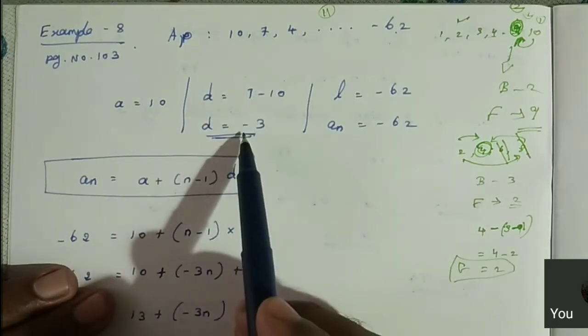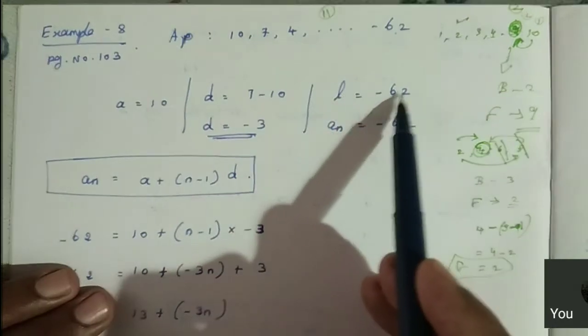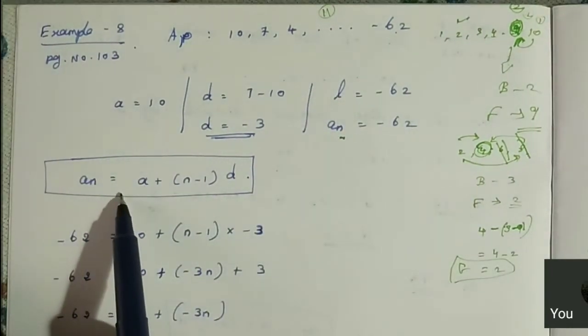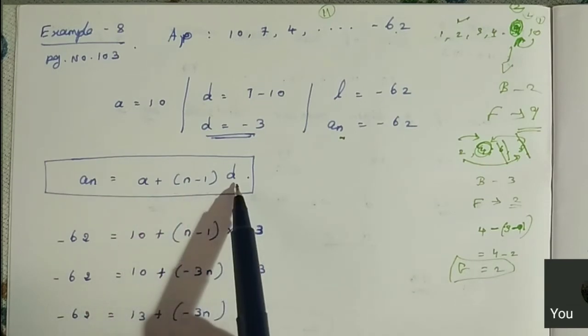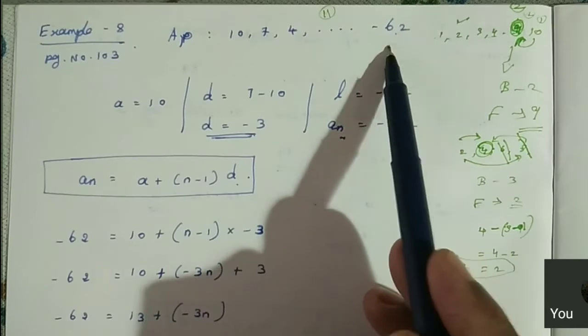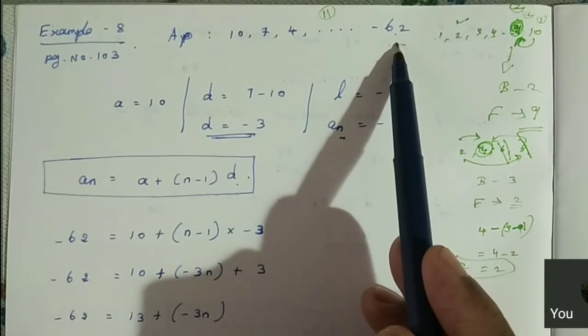So d is minus 3, and the last number of the list, that is the last term l, is equal to minus 62. That is an. Now we can use the formula an is equal to a plus n minus 1 into d. We are finding the last term number. The last term value is minus 62. I want to know what the last term number is.